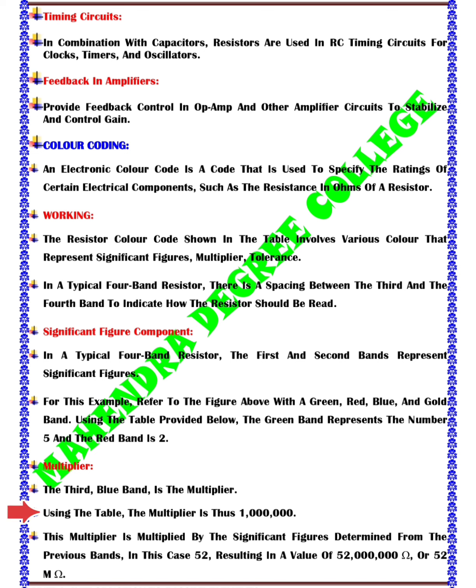Using the table, the multiplier is thus 1 million. This multiplier is multiplied by the significant figures determined from the previous bands, in this case 52, resulting in a value of 52 million ohms, or 52 megaohms.